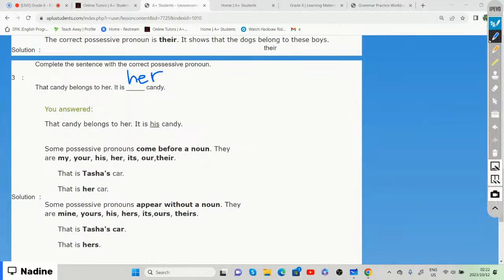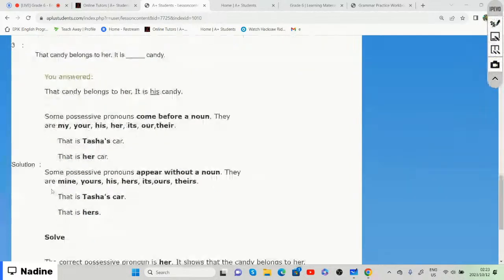If we had said that the candy belongs to him, then we would have said it is his candy, right? Because we can't say the candy belongs to her, it is his candy. Her is a girl and his refers to a boy. So we say that the candy belongs to her, it is her candy.